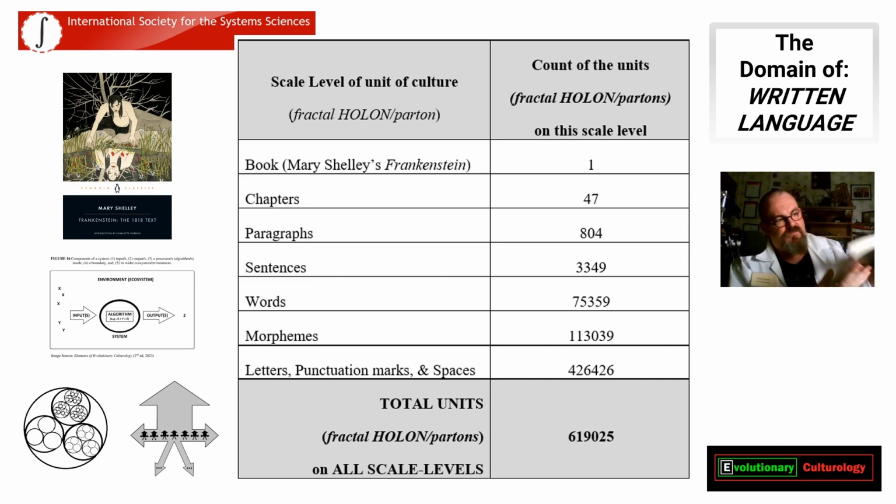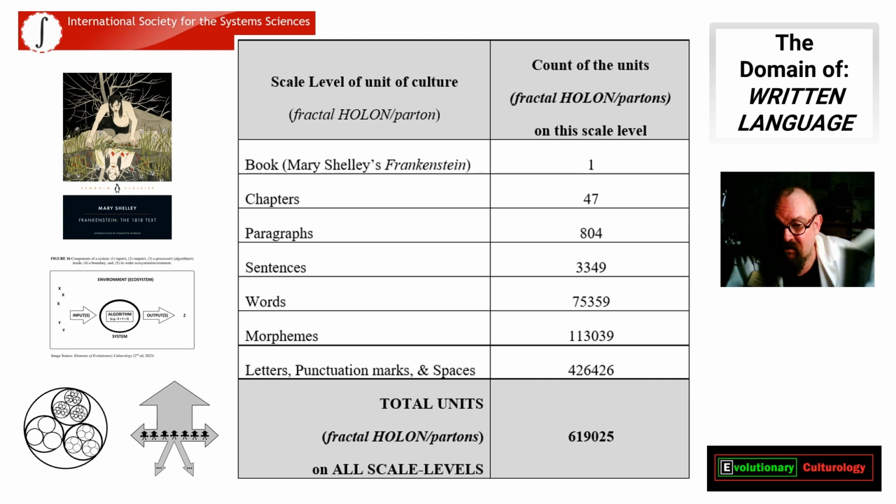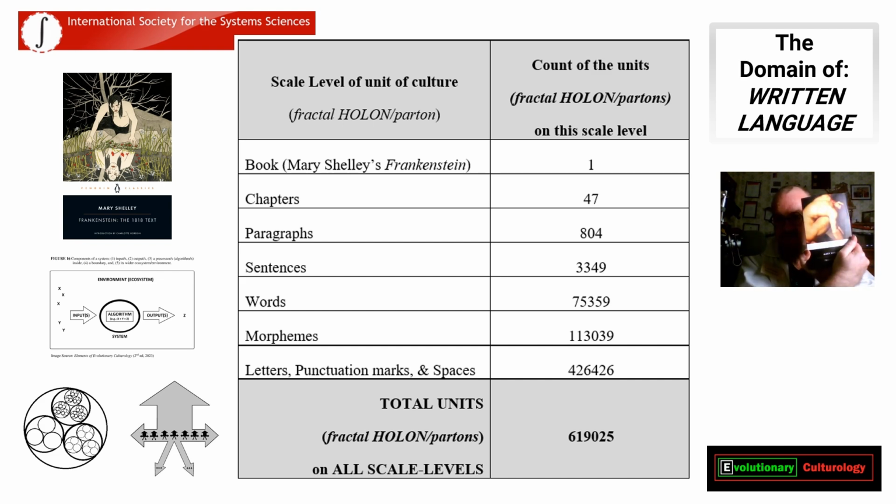But on smaller scale levels, there's 47 chapters in there. On smaller scale levels, there's 804 paragraphs that integrate upwards into those chapters and compete and cooperate with other paragraphs and control and command the smaller units inside them, which are sentences. And likewise, the three laws works downwards on the words, downwards on the morphemes, downwards to the letters, punctuation marks, and spaces. So anyway, even though I'm holding one unit of culture here, Mary Shelley's Frankenstein, I'm actually holding 619,025 units when I count the units on all scale levels in this. Anyway, highly recommended. It's a terrific book. Made some good movies out of it over the years as well. It's a great little unit of culture, fractal Holon parton.